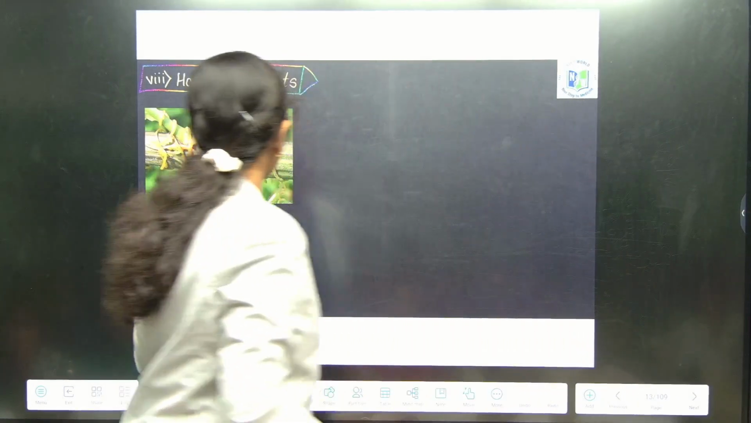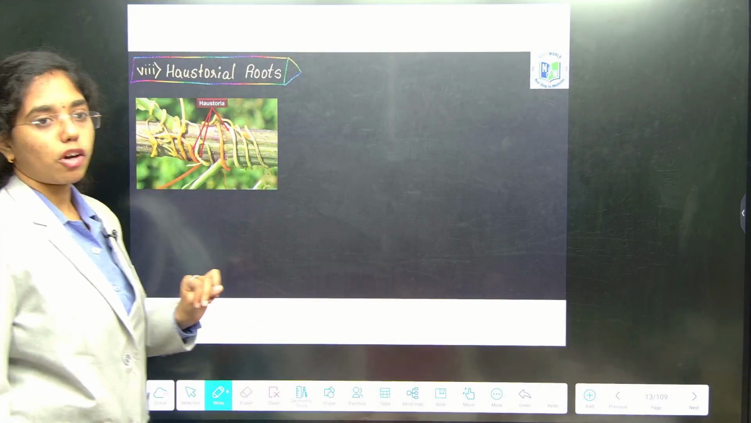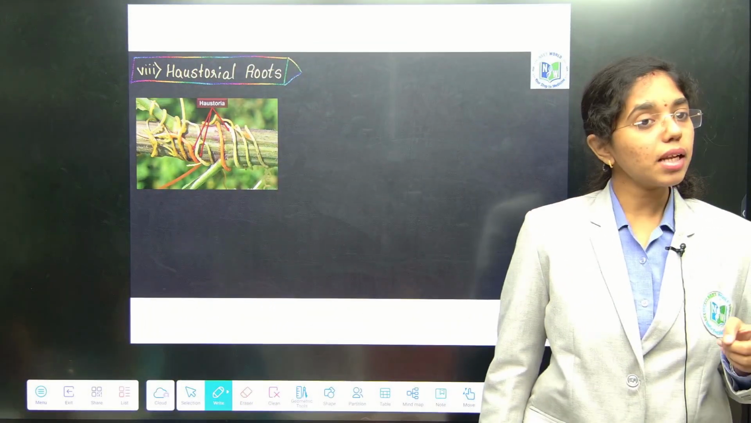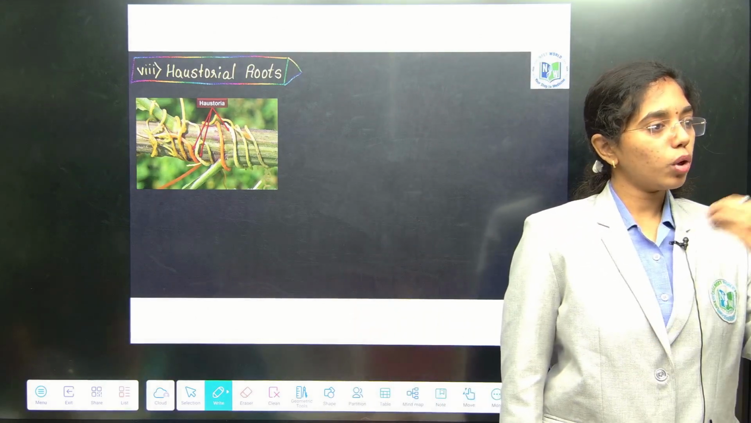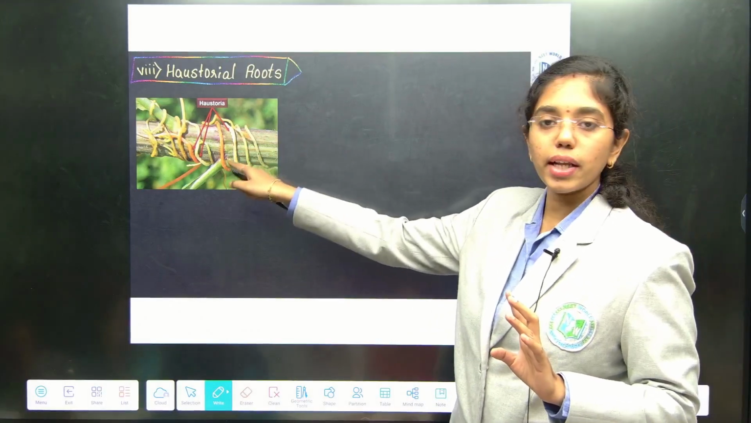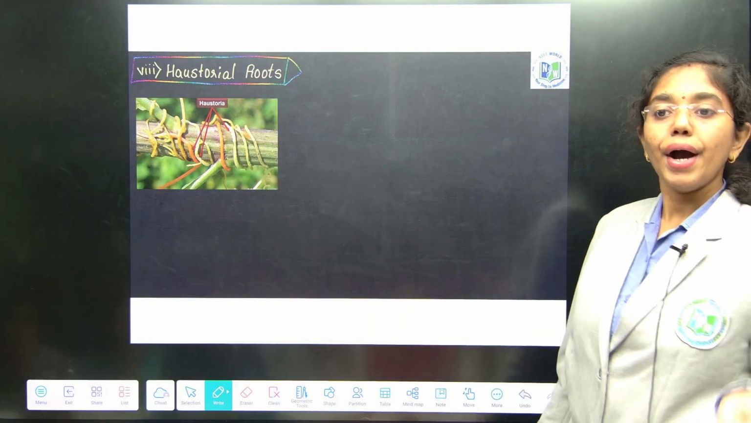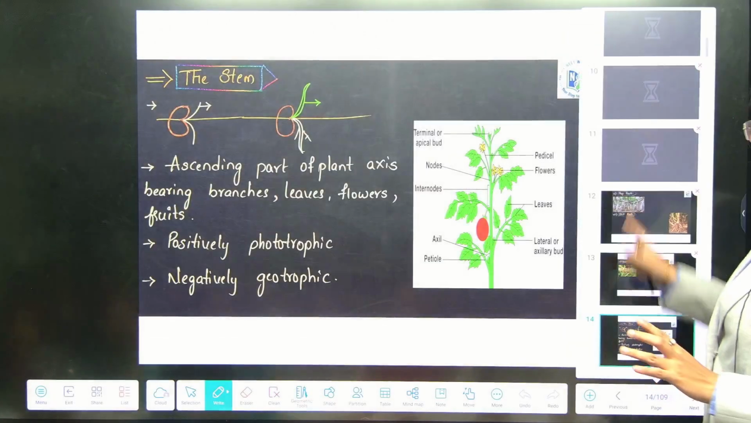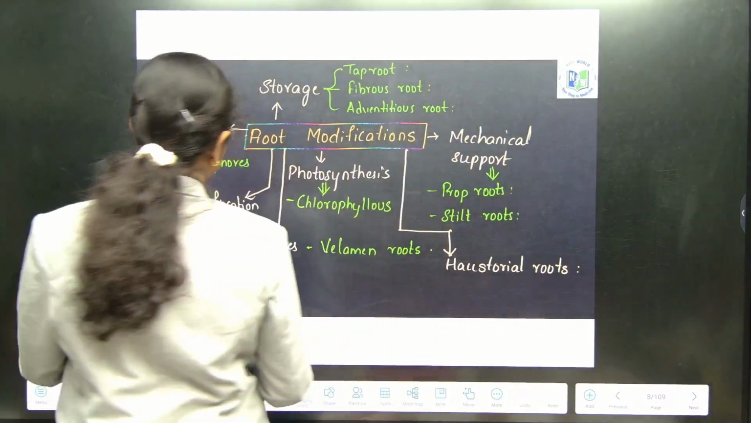Next is haustorial roots. Haustorial roots are also known as parasitic roots. We have two types of parasitic roots: partial parasitic roots and complete parasitic roots. Partial parasitic roots will dwell only into the xylem tissues. Complete parasitic roots will dwell into both the xylem and phloem tissues. So, here the haustoria is dwelling into the xylem. Those are partial parasites. Examples include Viscum and Striga. Complete parasites examples. Very good. You are so intelligent, right? Now let us put everything in a single slide.